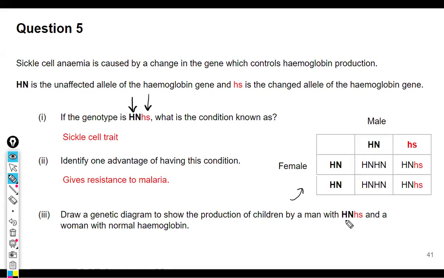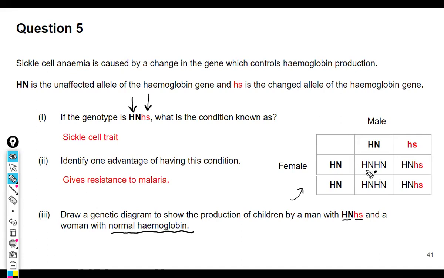there was a man with capital HN and small HS. Look at here, capital HN, small HS. He's heterozygous. And there's a woman with normal hemoglobin. When I say the person has normal hemoglobin, it means there's no sign of the sickle trait. So what they're really trying to say is the woman has two good dominant genes. She is homozygous dominant.